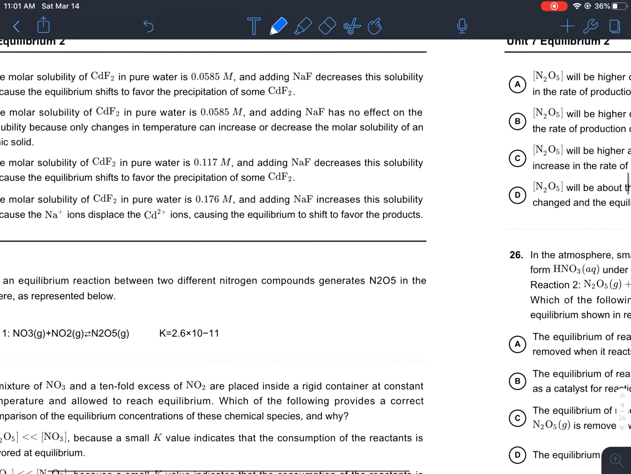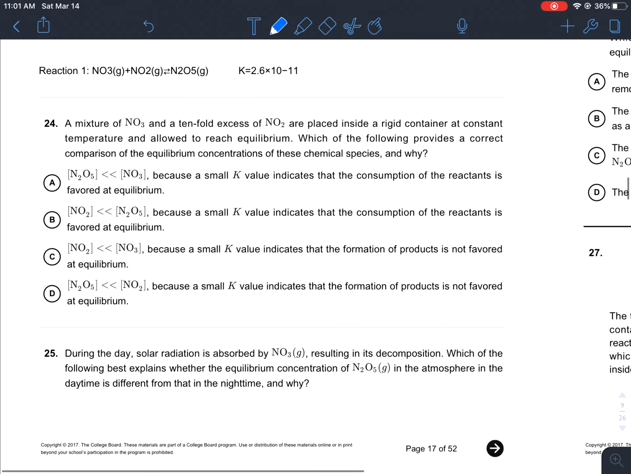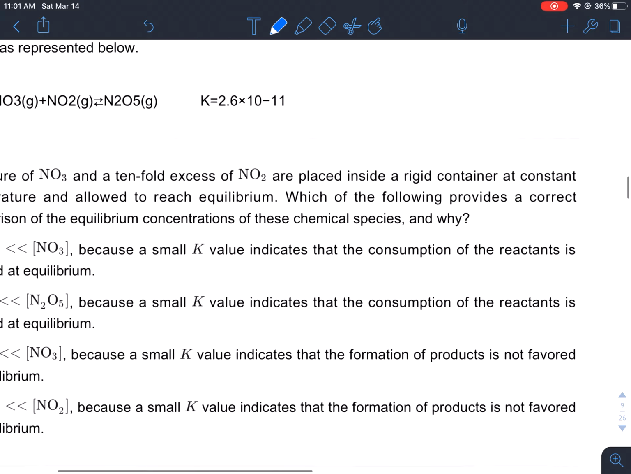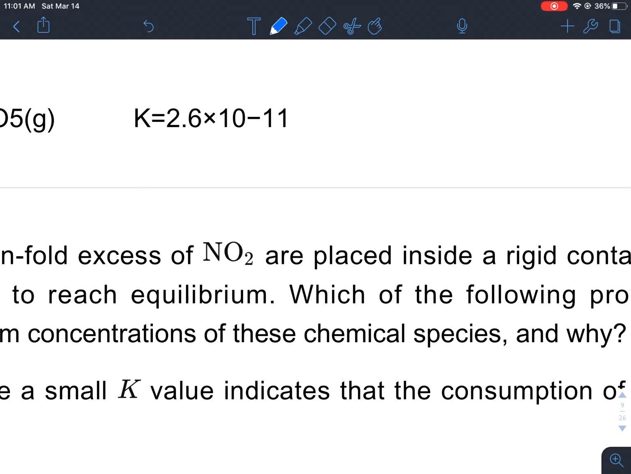All right, number 24. At night, an equilibrium reaction between two different nitrogen compounds generates N2O5 in the atmosphere as represented below, and your K is that really small number. Now this K being a small number means that you're going to have a very big denominator and a very small numerator. So you have very little products, a lot of reactants, to get a negative exponent there.